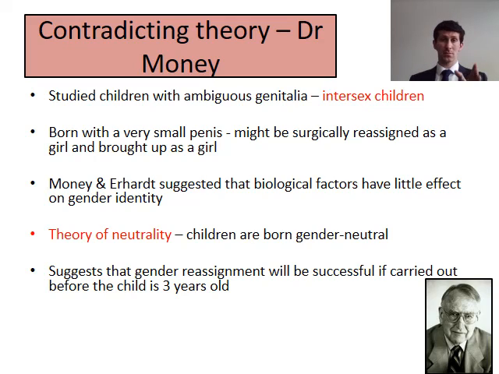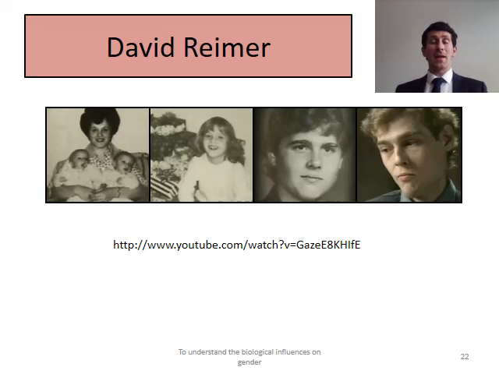That you could raise a genetically born male as a female as long as it occurred before the age of 3. And there is a very, very famous case study on this. I'd like you to watch this video. We're going to try and watch bits and pieces of it in class. And it's the case study of David Reimer.